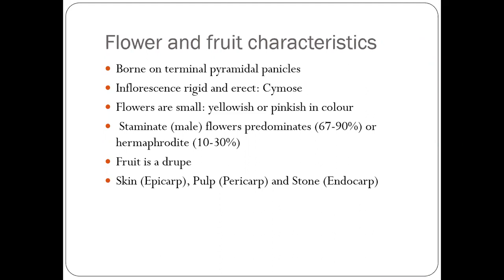The fruit of mango is known as a drupe. There are three parts of the fruit: skin, pulp, and stone. The skin of the mango is known as epicarp, the pulp is known as mesocarp, and the stone is known as endocarp. So these are the three parts of the fruit, and you can say the fruit type of mango is drupe.